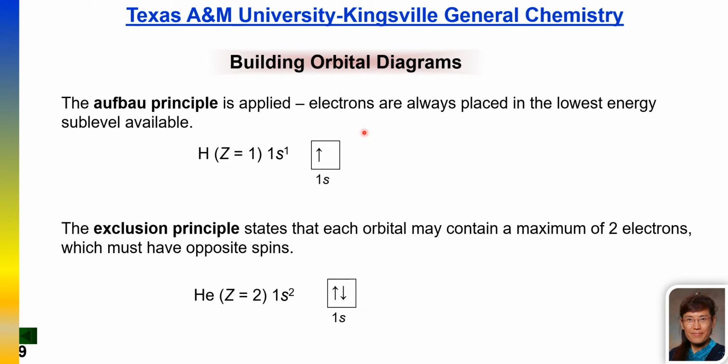Next class, I'm going to show you how to apply the different principles: the Aufbau build-up principle, Pauli's exclusion principle, Hund's rule, and Madelung's rule. From there, we are going to build the orbital diagrams and electron configurations.